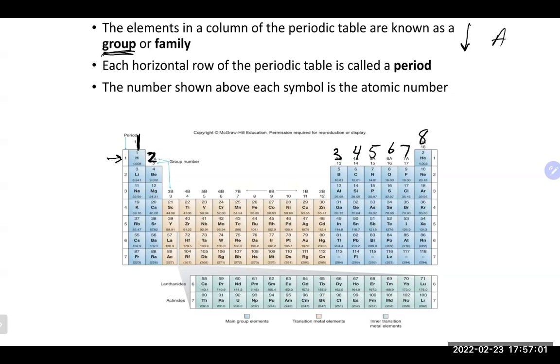Now, going left to right, like where I drew my arrow here, on the periodic table, those are called periods, and there are 7 periods on the periodic table. Period 1, period 2, period 3, period 4, period 5, period 6, and period 7 going left to right on the periodic table.